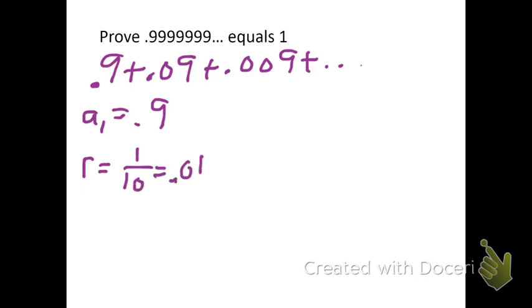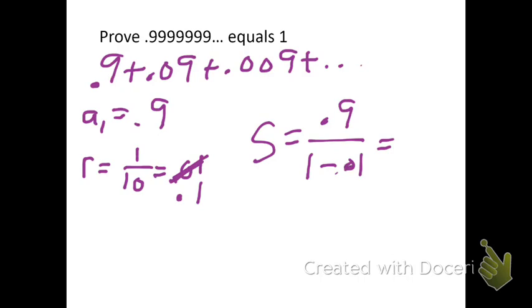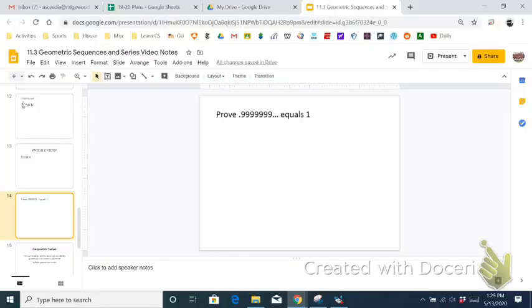So if we found the sum of that, it'd be 0.9 divided by 1 minus 0.01. Sorry, not 0.01, I lied here. That's just 0.1. And this would be 0.9. So we got 0.9 over 0.9, bing bong boom, equals 1. Pretty cool, right? So there you go. A little math fun for you.